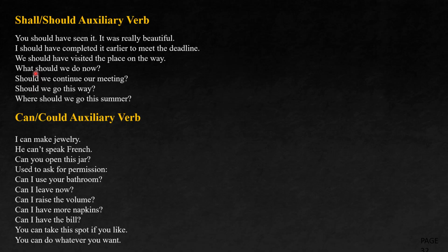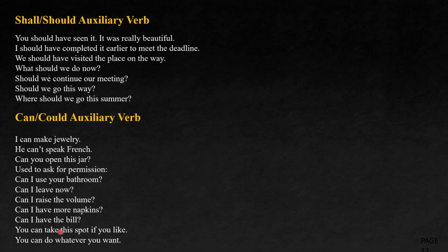Now the can and could auxiliary verbs. I can make jewelry, right? And a negative sentence: I can't speak French or German. And then, can you open this jar? So again it's a question. Used to ask permission. When it comes to permissions, can I use your bathroom? Can I leave now? Can I raise the volume? Can I have more napkins? Can I have the bill? Like that.